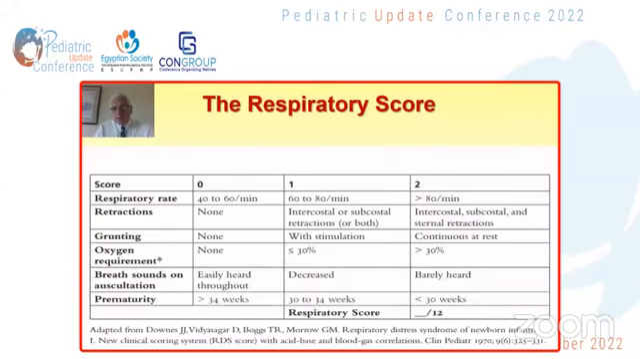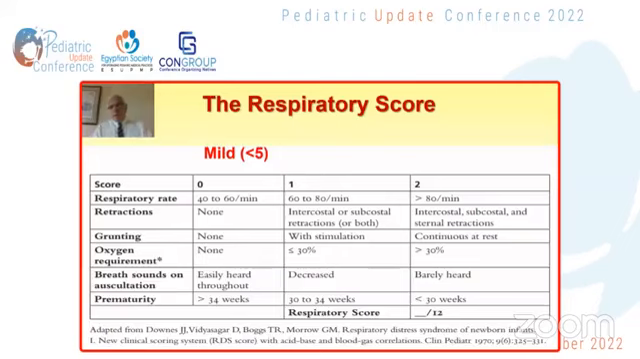And finally, the degree of prematurity will give you a 0 if it's more than 34 weeks. 30 to 34 weeks will give you 1 point, and less than 30 weeks will give you 2 points. And I'll show you now how we're going to use this scoring system to determine the management of the infant.